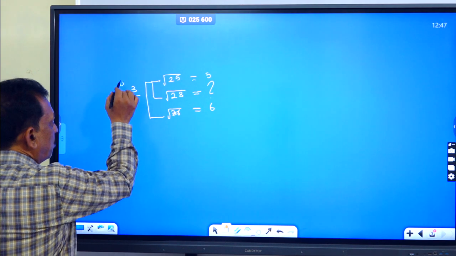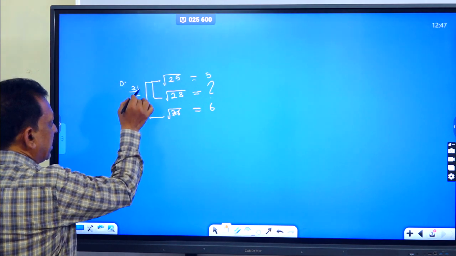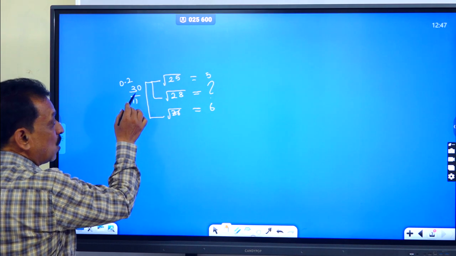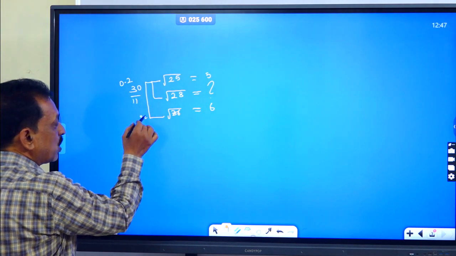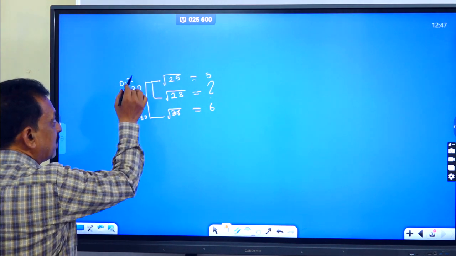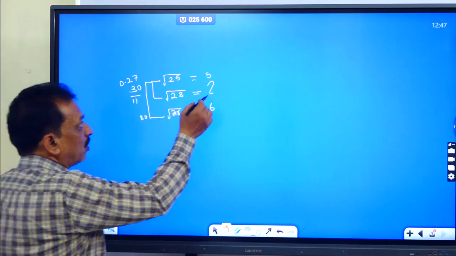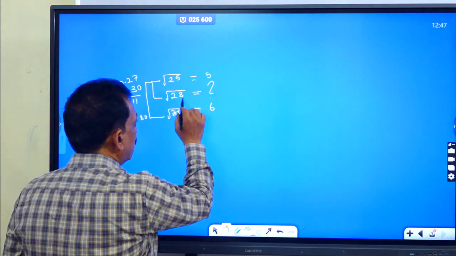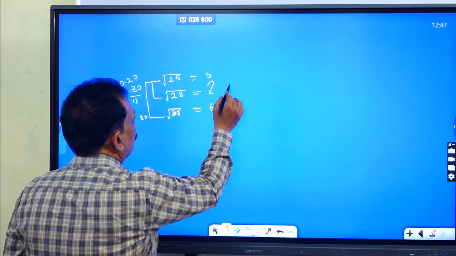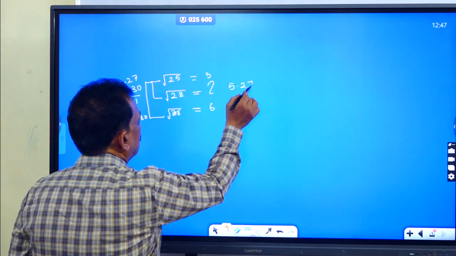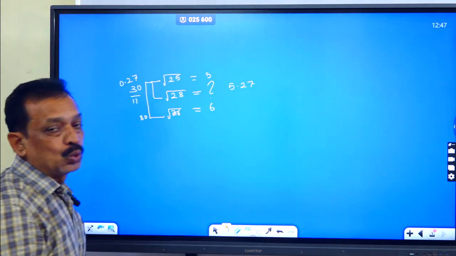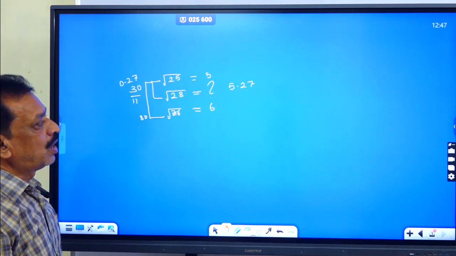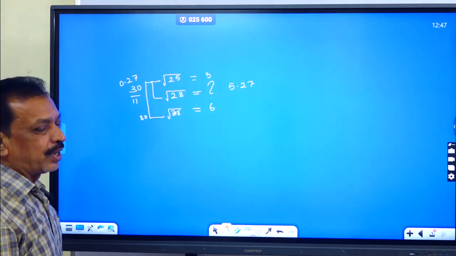So it won't go, 0 decimal point, 0 30, 11 2s are 22. Okay, 8 is there, 11 7 is 77. Now the answer is, the square root of 28, what is the value? 5.27. Okay, understanding? So like this. So approximately you can take 5.3 also, no problem.